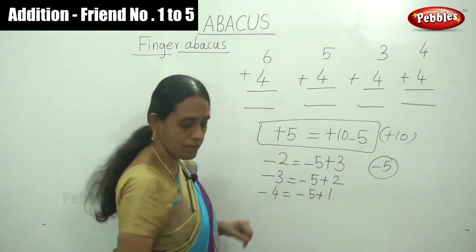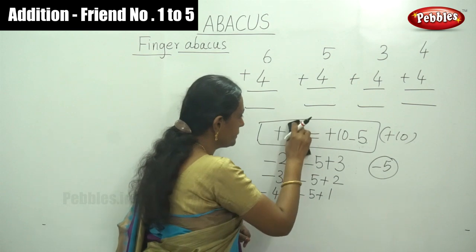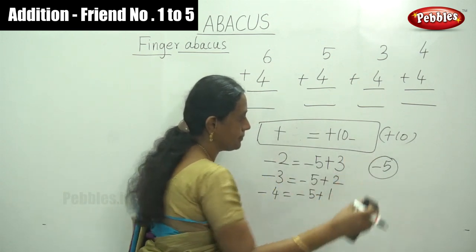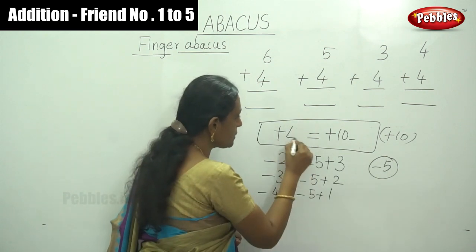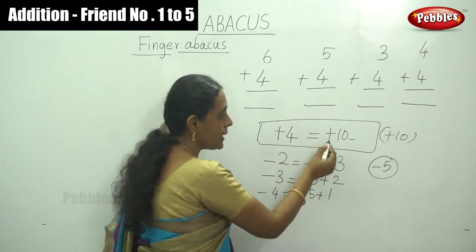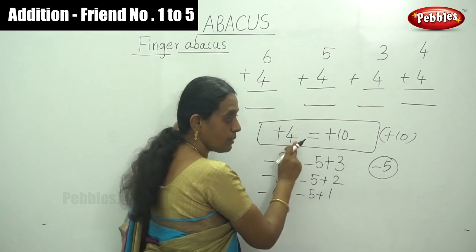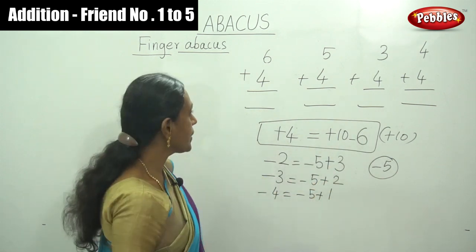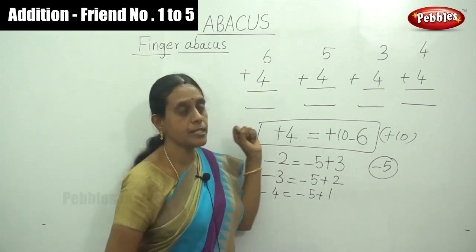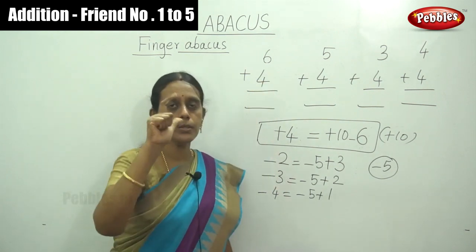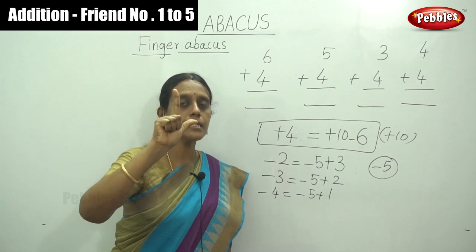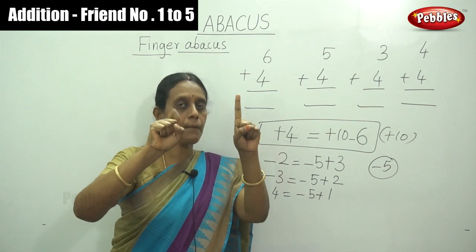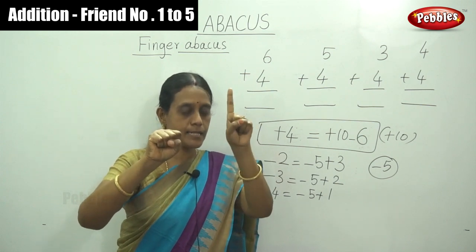Here you have to change the formula. How to change this? That is plus 4. Plus 10 minus friend number of 4, which is 6. Listen here. So now we are doing this addition, that is 6. So 6 plus 4. Plus 4 means plus 10 minus 6. Answer is 10.